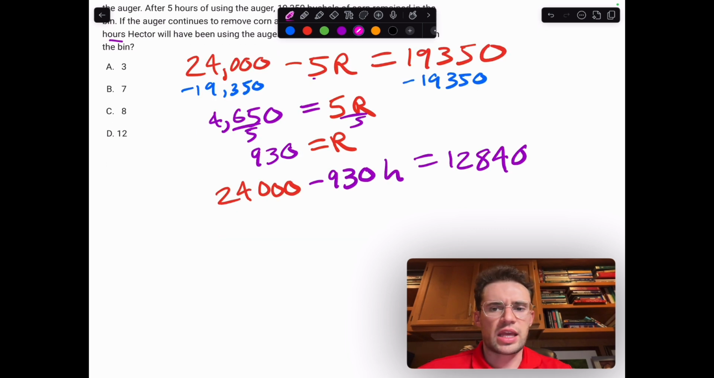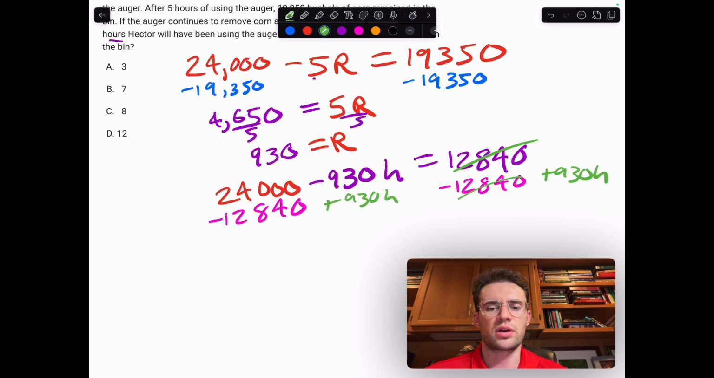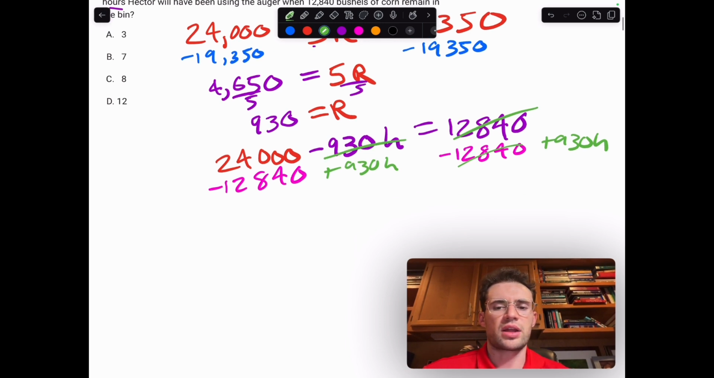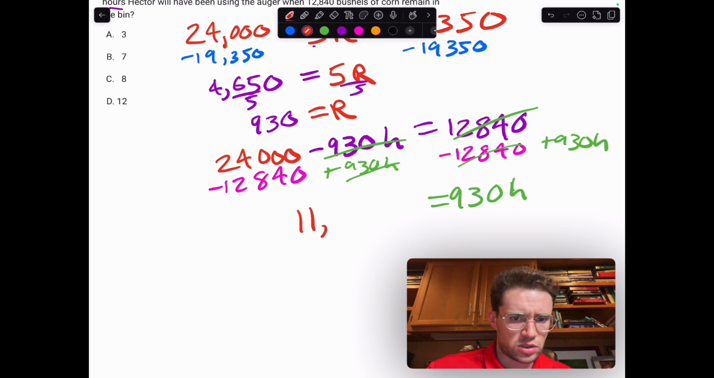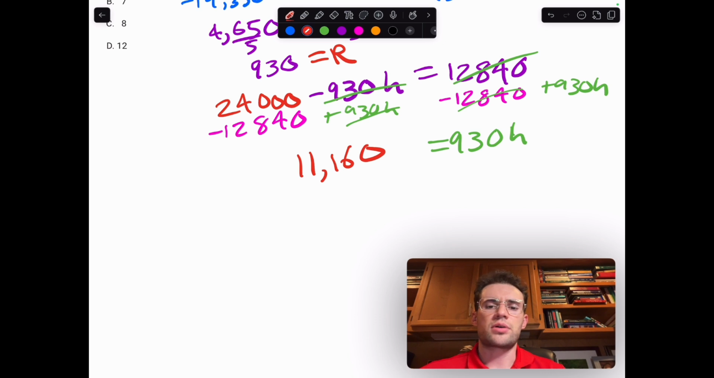Total number of hours. Just get the H term alone first by subtracting 12,840 from both sides and then adding 930H to both sides. Right, so it gets rid of the 12,840 over here. It gets rid of the negative 930H over here. 930H, this is going to be the total amount it declines in that time, which is the difference between 24,000 and 12,840, which should be 11,160. In H hours, it went down this much. And then to find what H is, we just divide it by that hourly rate, which is 930. We solved for that at the beginning.